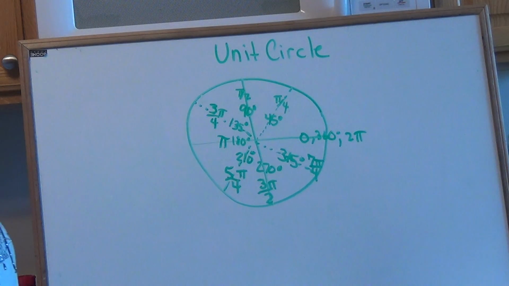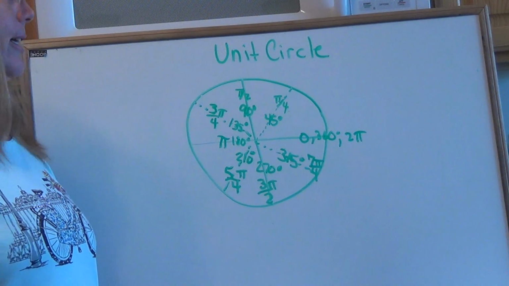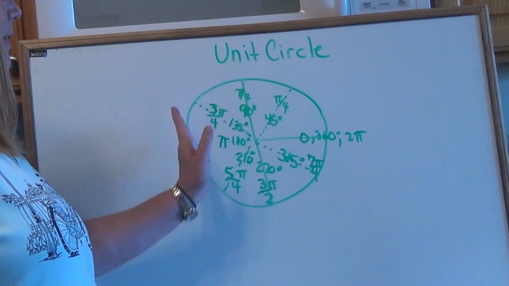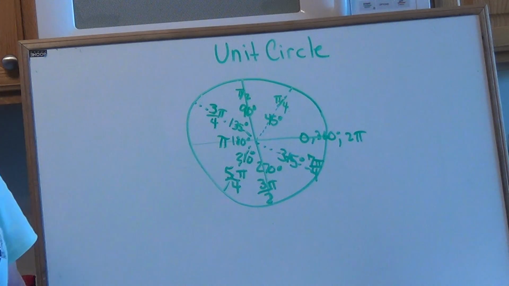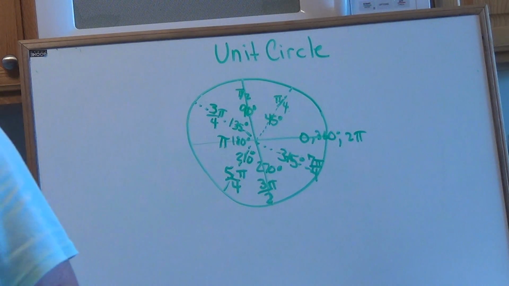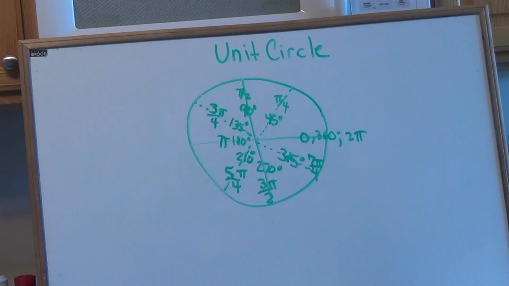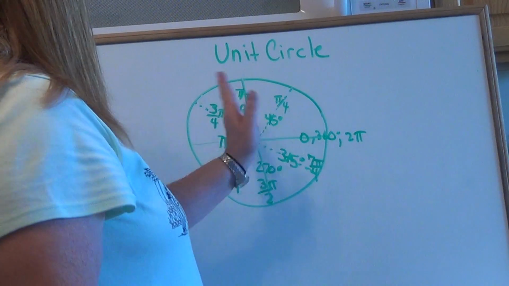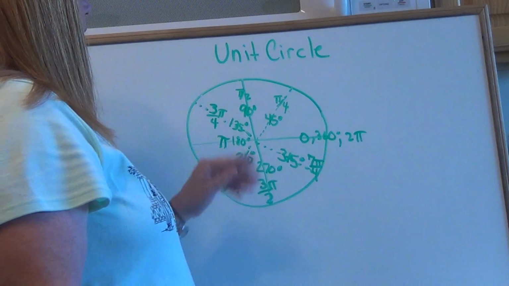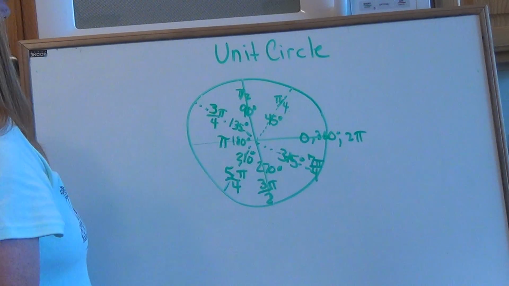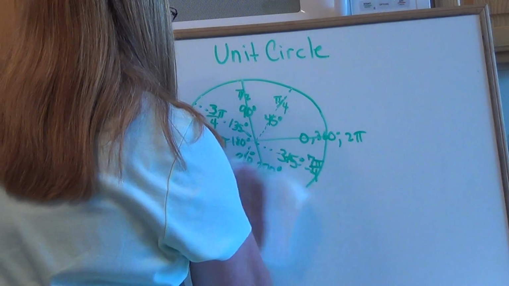So I quickly established the degree and the radian measure going around this unit circle with fourths. So when I say fourths, I mean the sections between 0 and 180 degrees are in fourths. So the whole circle is in eighths. All right.